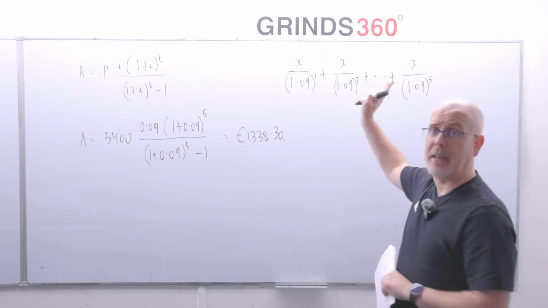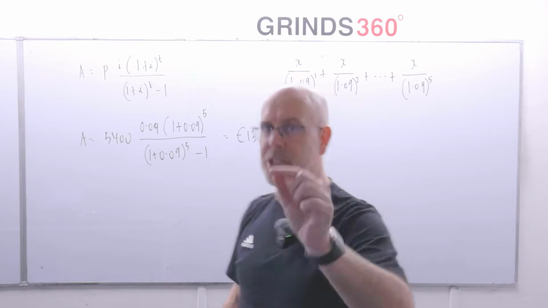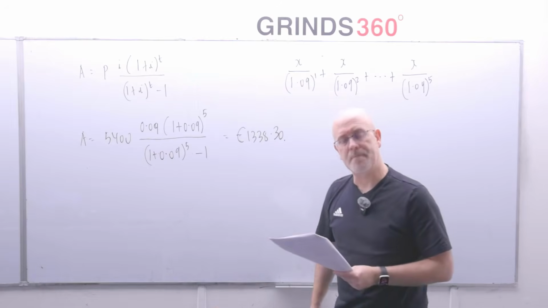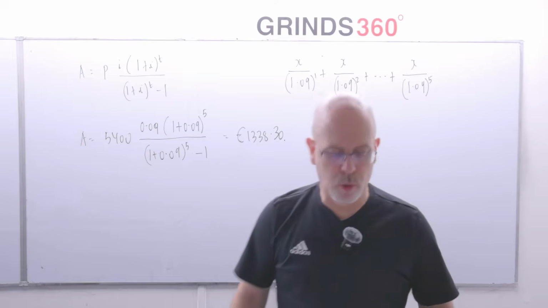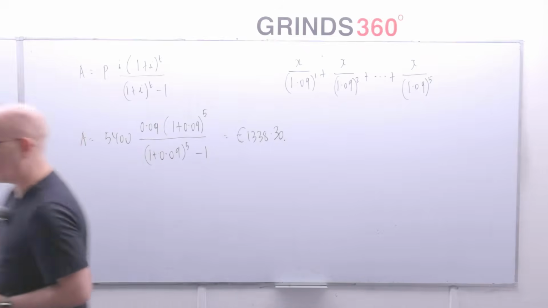That's the or otherwise bit. But because it's a borrowing question and he didn't tell me I had to use sequence and series, that's faster, and I'm okay using that. So the amount of each repayment there is 1338.30. Now, look at the next part of the question.